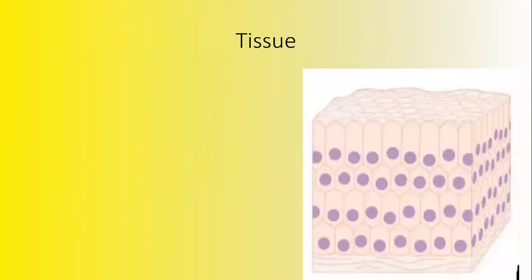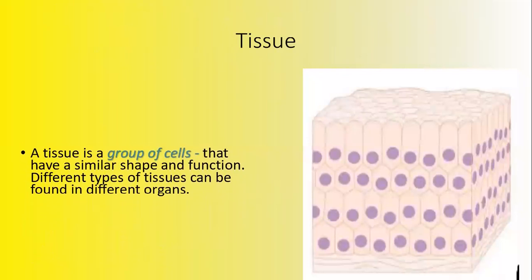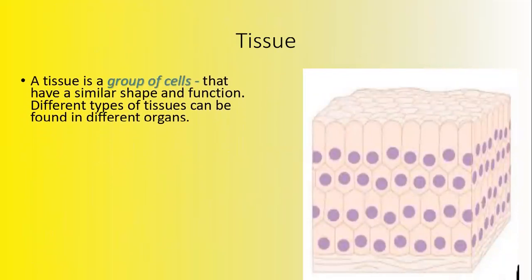Now tissue. When different cells combine, they give you a tissue. When different cells have the same functioning, a group of cells that are alike and work together to perform one specific function are called tissues. As you can see on the screen, a tissue is a group of cells that have similar shape and function. Different types of tissues can be found in different organs.